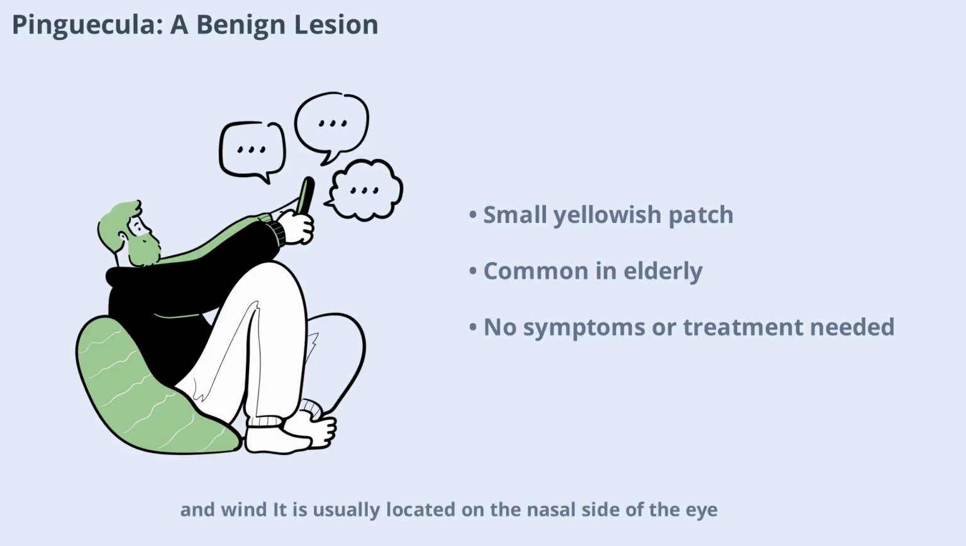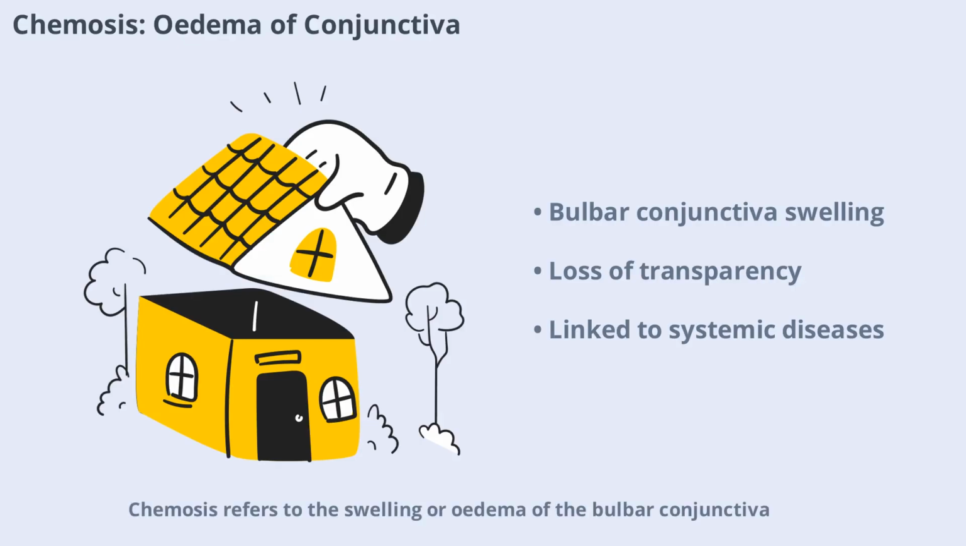Pinguecula is a small, raised, yellowish triangular patch resembling fat, commonly seen in elderly individuals exposed to sunlight, dust, and wind. It is usually located on the nasal side of the eye, away from the limbus, and consists of degenerated elastic tissue. Pinguecula does not cause symptoms and typically requires no treatment. Chemosis refers to the swelling or oedema of the bulbar conjunctiva, which becomes boggy and loses its transparency.